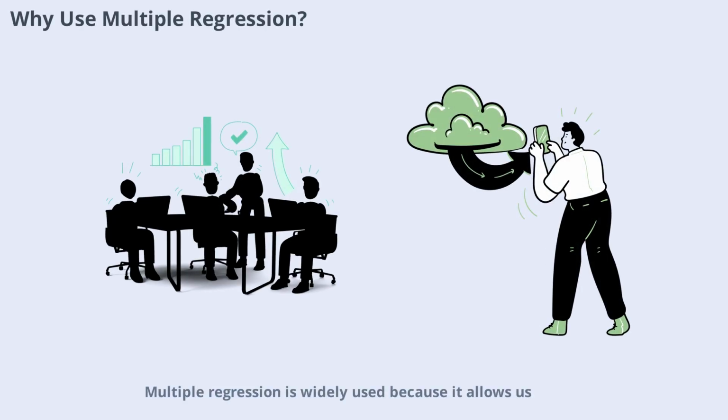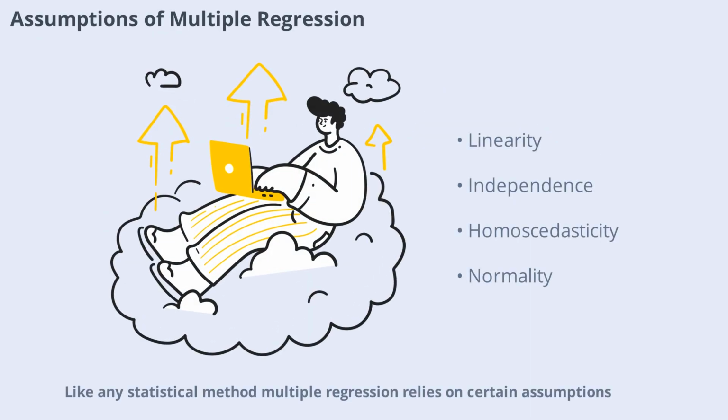Multiple regression is widely used because it allows us to account for the influence of several variables at once. This makes our predictions more accurate and our understanding of relationships more realistic. For instance, in marketing, you might want to know how price, advertising, and product quality together affect sales. By including all relevant factors, multiple regression helps avoid misleading conclusions that could arise from looking at just one variable at a time. Like any statistical method, multiple regression relies on certain assumptions.